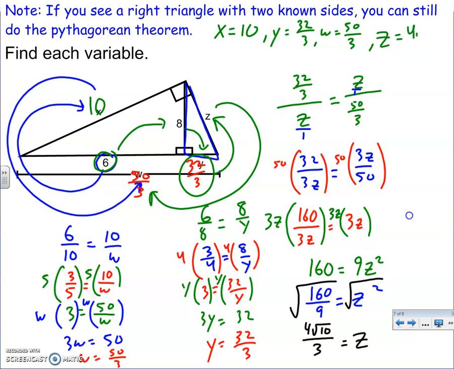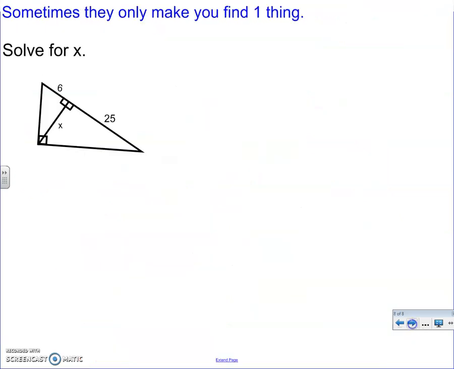Now the numbers might be messy with radicals like this, but not always. On Gary Math, there are big numbers. You can use a calculator, but they should be all whole number answers. Alright, in the last slide, sometimes they only make you find one thing instead of everything. So here, you have to figure out which pattern we're going to use. This one, we have to use around the world.